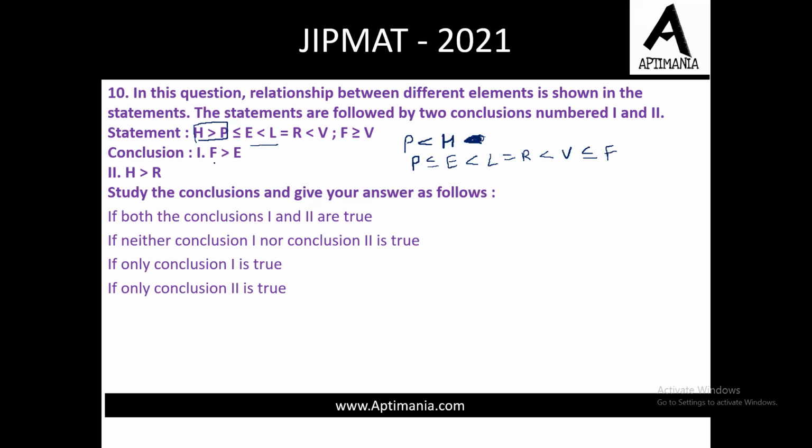फर्स्ट कंक्लूजन, F is greater than E. Now see, F is here and E is here, सेम लाइन में है, and yes we can see that F is greater than E is correct. So this is correct, right? H is greater than R, Now see, H and R are in different lines. We cannot compare them. कौन बड़ा होगा कौन छोटा होगा, we cannot comment. So not possible. We cannot conclude about this statement. So the correct answer is if only conclusion 1 is true. Option C.